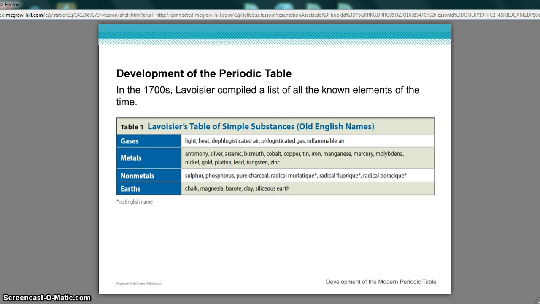And then after that, in the 1800s, a lot more elements were starting to be discovered because of the invention of electricity. So by the year 1870, there were over 60 known elements up from just the 33 that were known to Lavoisier.